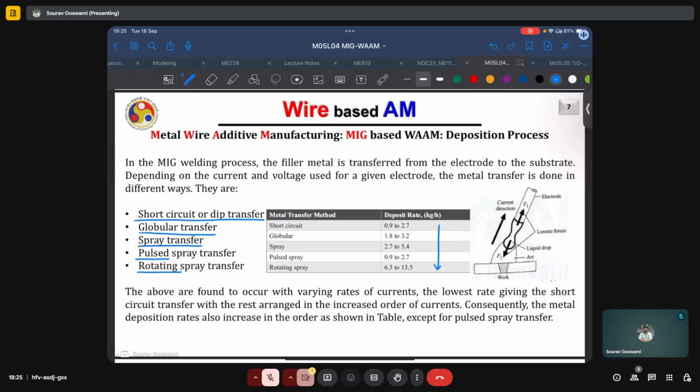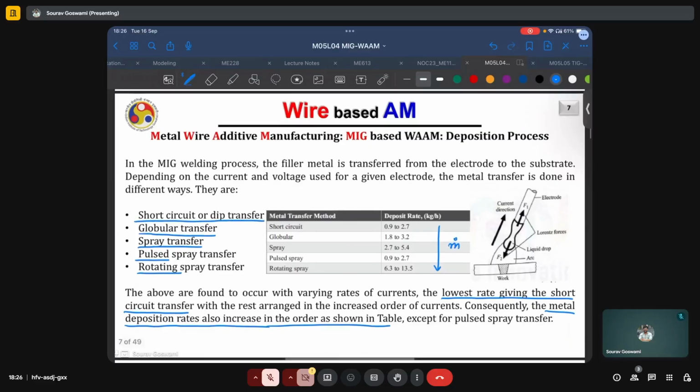Now, the above are of course found to occur with varying rates of current, the lower rate giving the short circuit transfer mode, and the others are in ascending order of current as well. So, consequently, the metal deposition rate also increases in the order as shown. So, not only is this the order of increase of deposition rate, say m dot, it is also the order of increasing current.